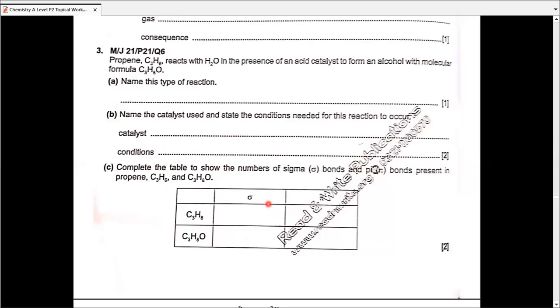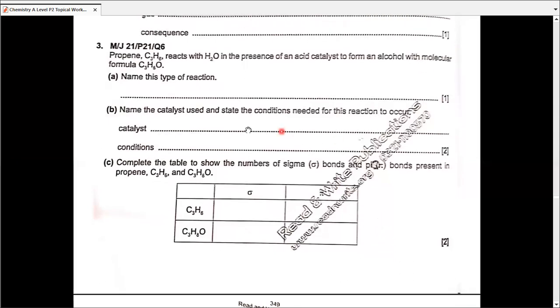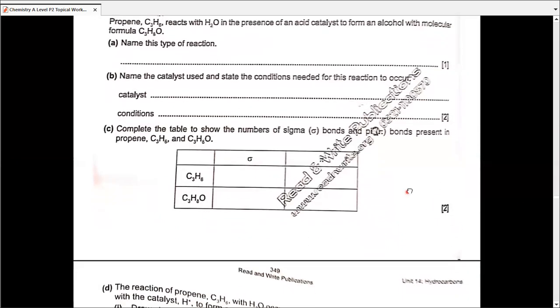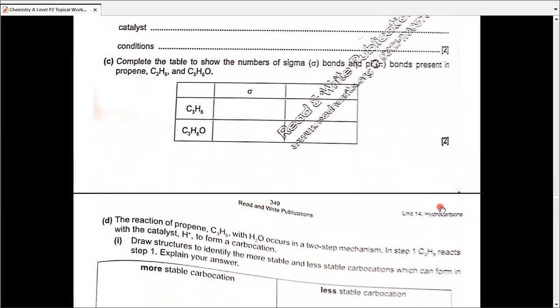Since they specifically asked to name the catalyst, how would you name it? Phosphoric acid. Phosphoric 5 acid. It's not B, it's 5. Phosphoric 5 acid. That is right. Good. Make sure name and formula, or identify, different words have been answered correctly. Right? Moving on to C. C is relatively easy. It may require a little bit of counting, but it is relatively easy.